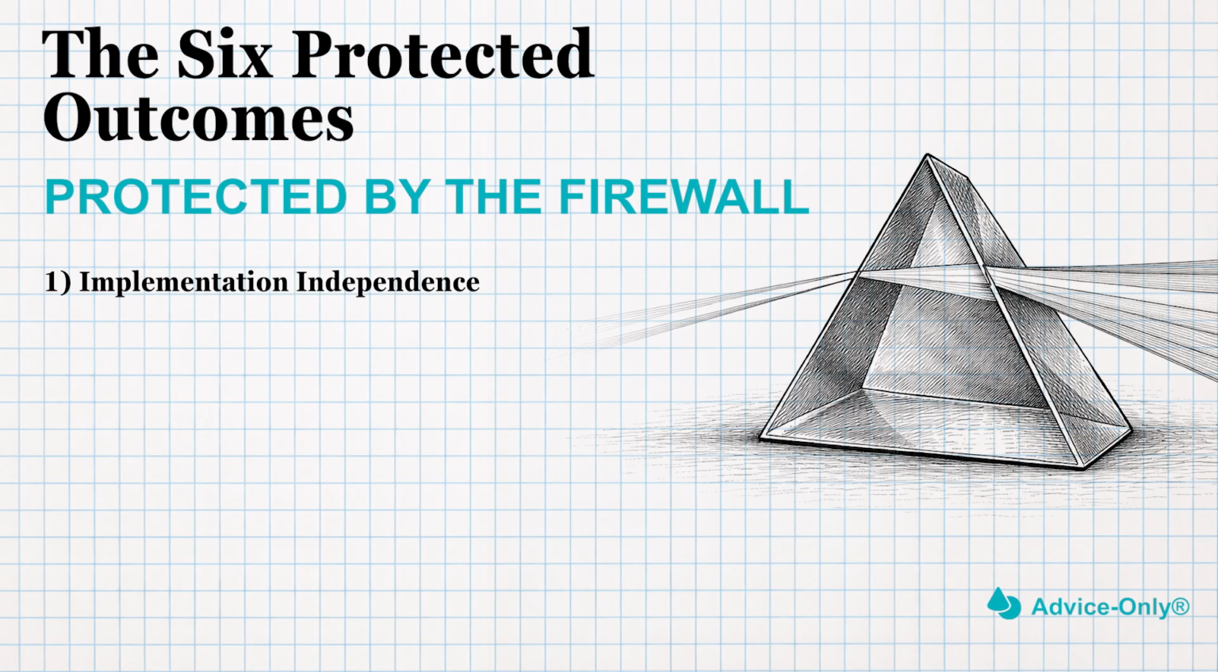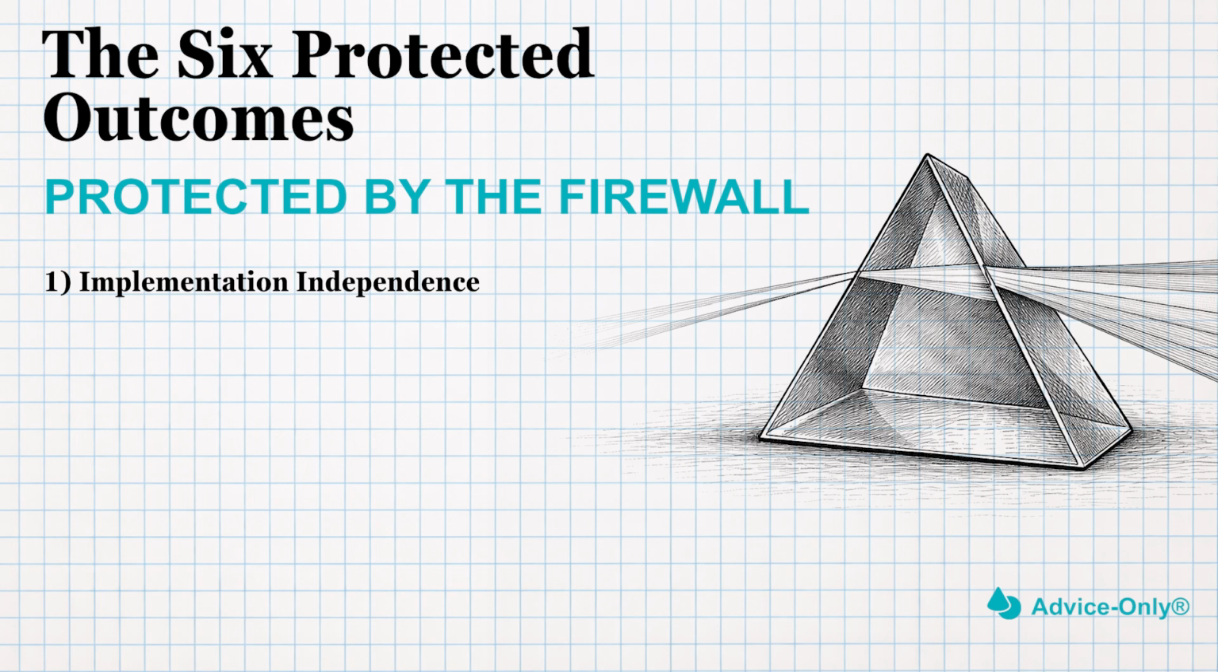Now let's walk through what this protects in the real world. The firewall protects 6 specific planning outcomes. Let me go through each one carefully. First, implementation independence. Implementation independence means the advisor can recommend anything without needing to be the person who executes it.